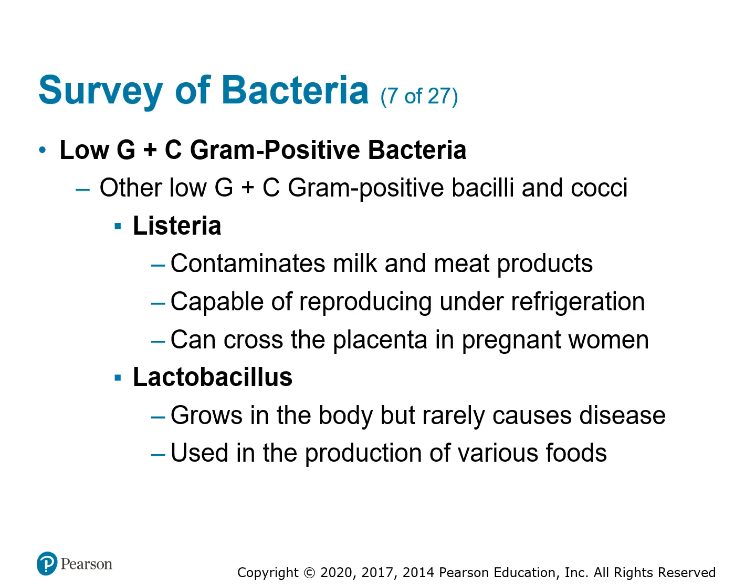Some others, Listeria. Contaminated milk and meat products is where you'll find Listeria. They are capable of reproducing under refrigeration, and they can cross the placenta in pregnant women, which is one of the reasons why you have to be really careful about raw milk. Lactobacillus grows in the body but rarely causes disease. It's used in the production of various foods.